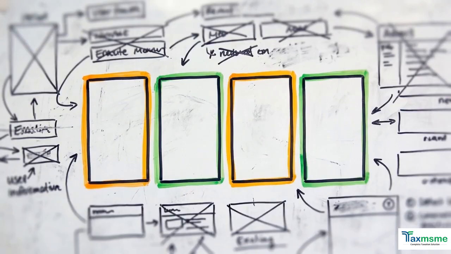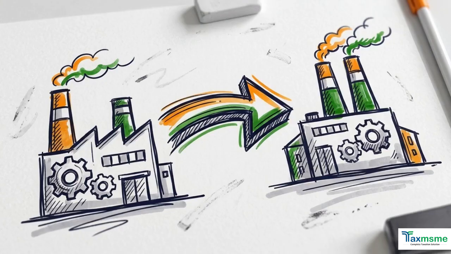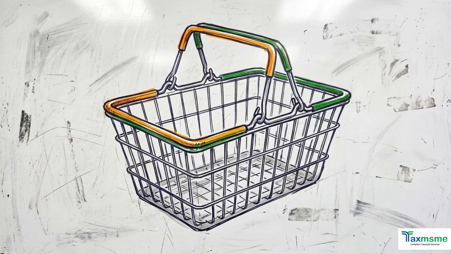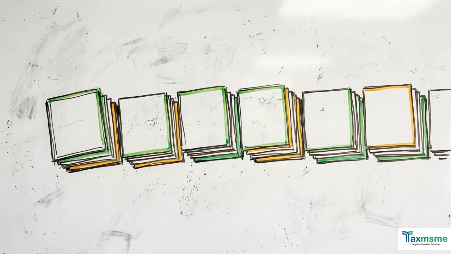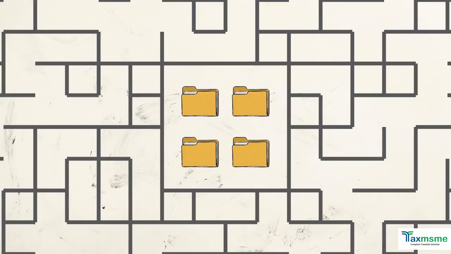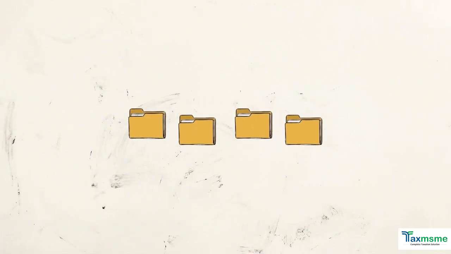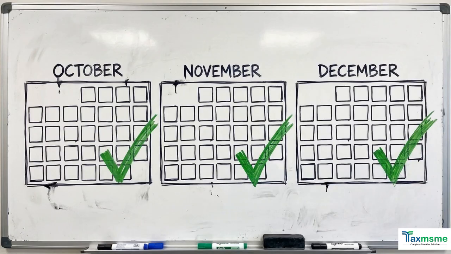To do this, we will ignore the vast majority of the portal's noise. Most businesses only need to master 4 specific tables: the B2B table, the B2C table, your HSN summaries, and documents issued. By isolating those 4 sections, we strip away the bureaucratic maze. What remains is a repeatable system that you can execute with confidence every single reporting period.